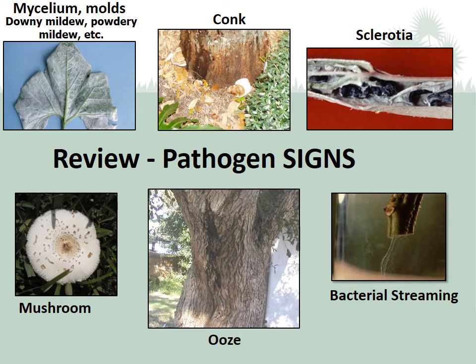Mushrooms, oozes, and also bacterial streaming are all signs of a pathogen. They're the physical manifestation of the disease itself. This is not the reaction that the plant is having to the pathogen, it is the pathogen. So pathogen signs are key for us to determine what type of fungal or bacterial disease we're dealing with, and also to distinguish between a bacterial and a fungal disease from a viral disease. Because again, viral diseases do not have pathogen signs, they only exhibit symptoms.